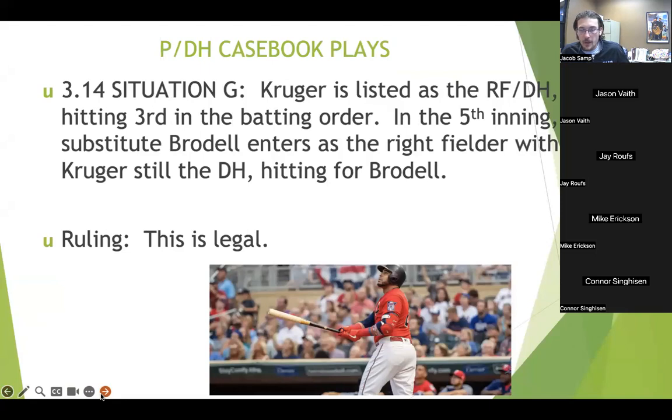We have a right fielder DH, and Rodell is inserted as a defensive substitution. The question is simply, can the DH remain in place? The answer is yes. Again, it's the offensive action that terminates the player DH.